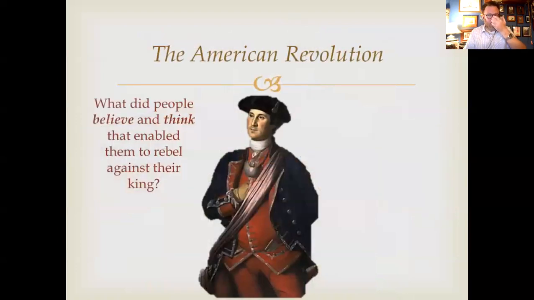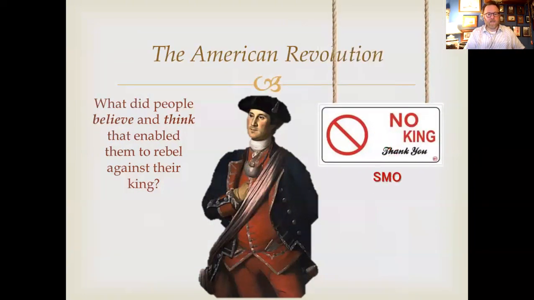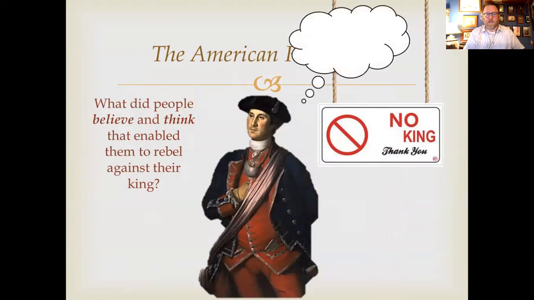So there are, again, some immediate causes. But again, what we want to see as we go through this is what did people believe and think that enabled them to rebel against their king? This idea of having no king or resisting the king is an unusual concept that has to be justified, because rebelling against the king is essentially treason. So again, what seeds were planted that enabled the American colonials to throw off their loyalty to their king?